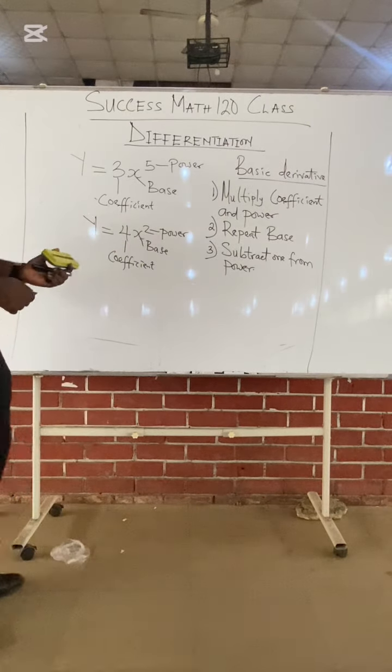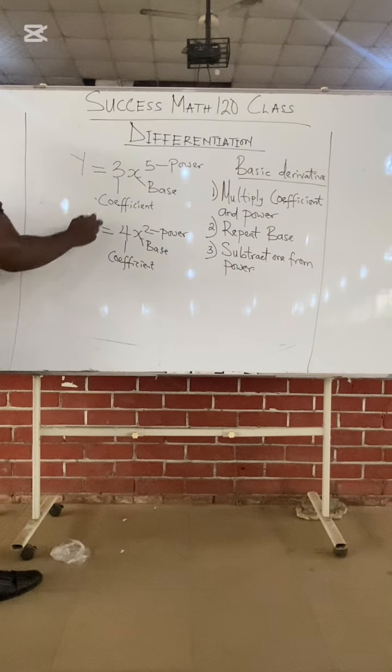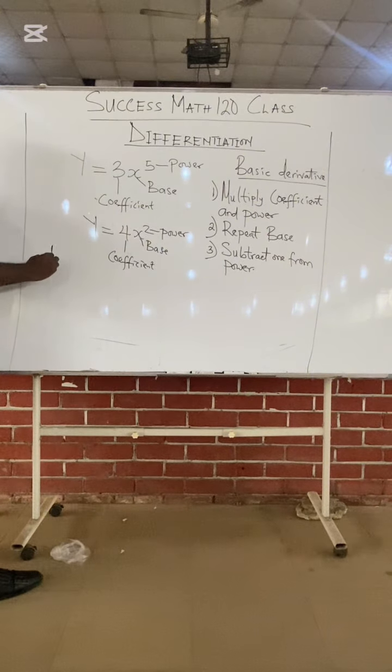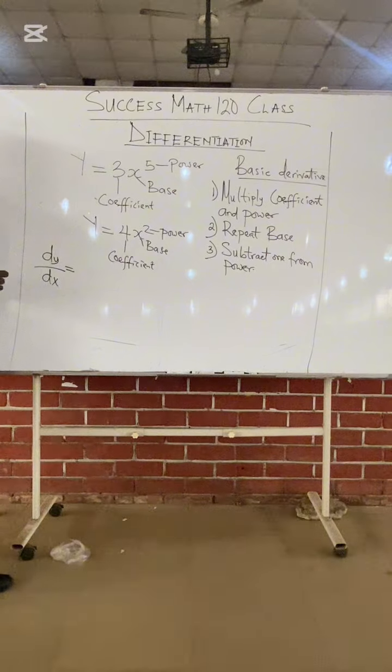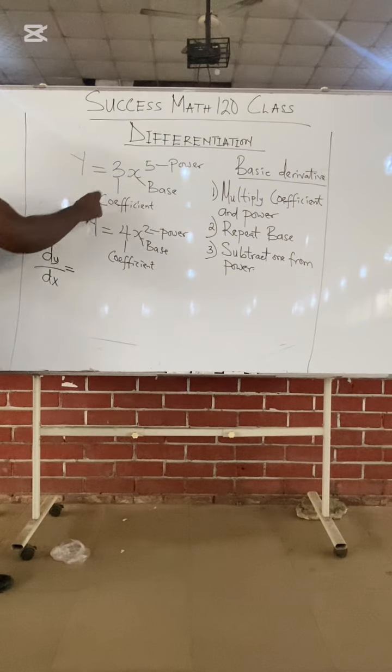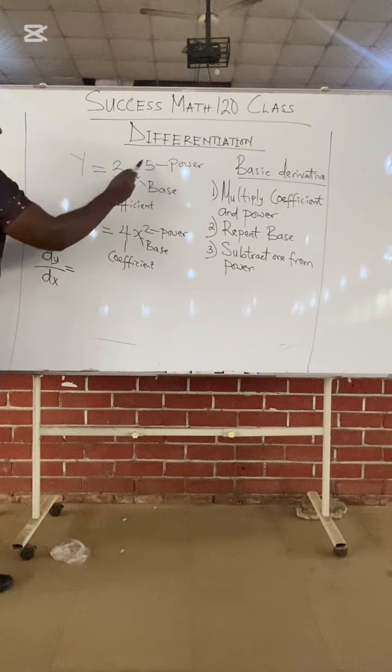Now, class, looking at this, y equals to 3x raised to power 5. Let's apply the 3 rules. When you want to differentiate, you say dy dx. Because the expression of differentiation is to find the change in y with respect to the change in x. That is the ratio of the change in y to that of change in x. dy means change in y, dx means change in x. So the ratio of the change in y, dy, to the change in x, dx, is called differential.